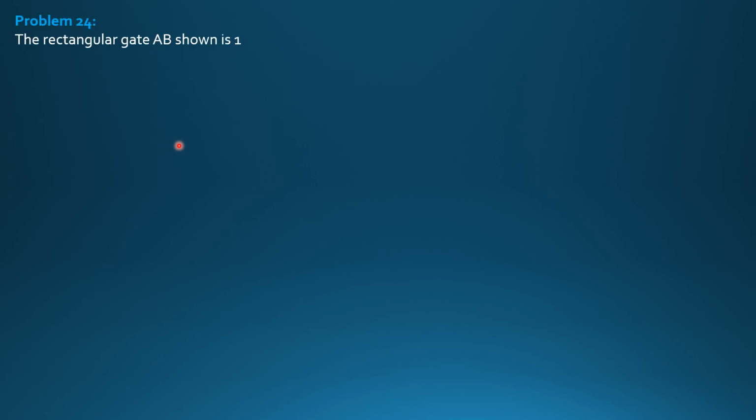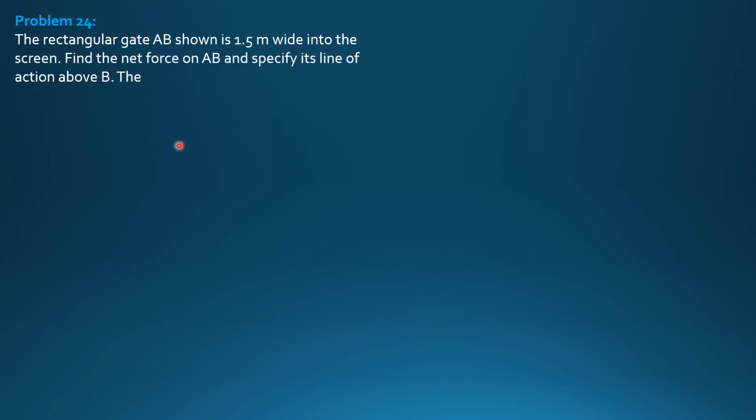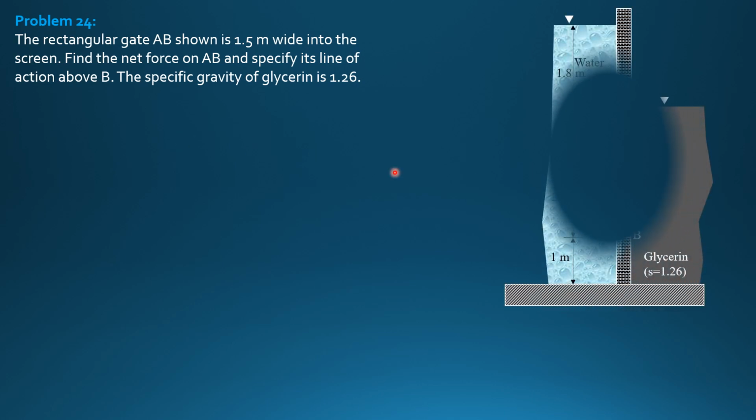The rectangular gate AB shown is 1.5 meters wide into the screen. Find the net force on AB and specify its line of action above B. The specific gravity of glycerin is 1.26. So this is the figure.